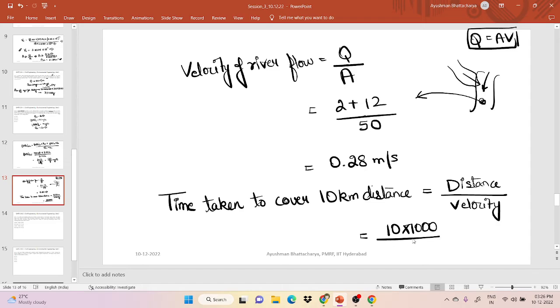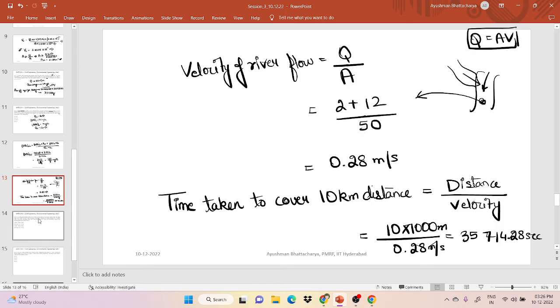So 10 into 1000 meter, and its velocity is 0.28. So we got the value as 35714.28. This will be in terms of seconds, because here it is in meters and here it is in meters per second. So the time taken to cover the distance will come out in the unit of seconds, 35714.28 seconds.